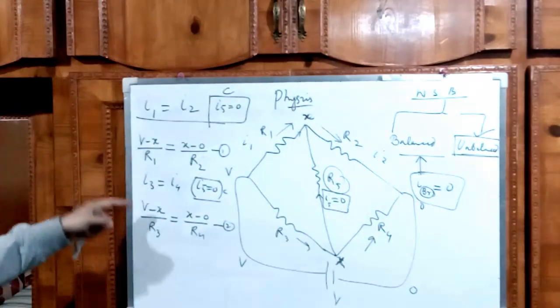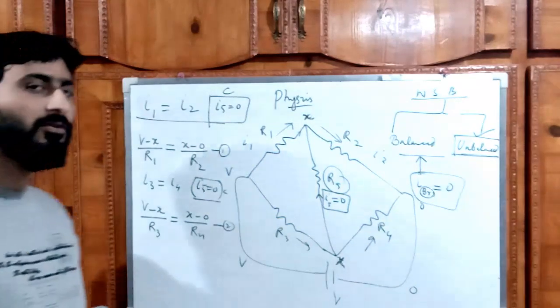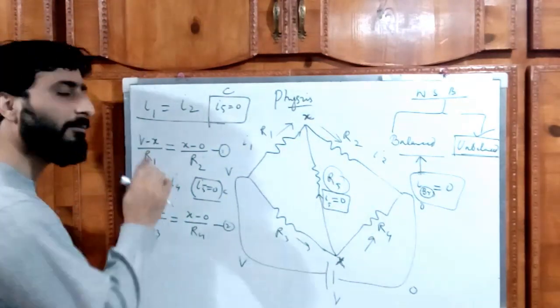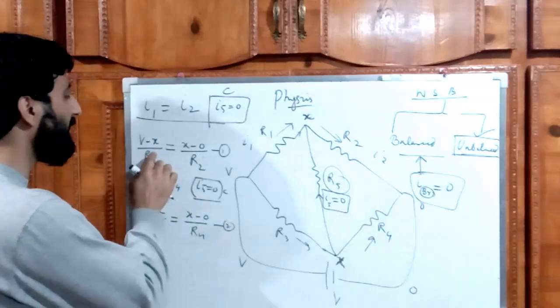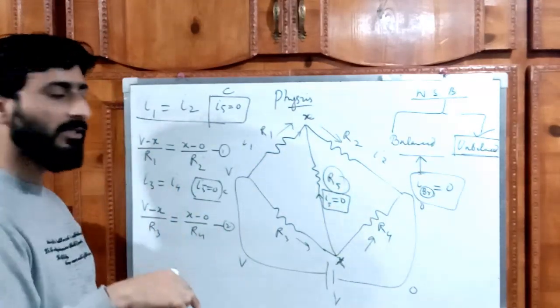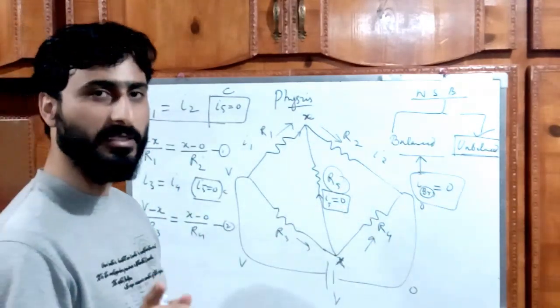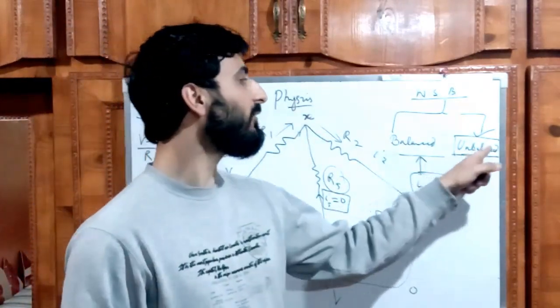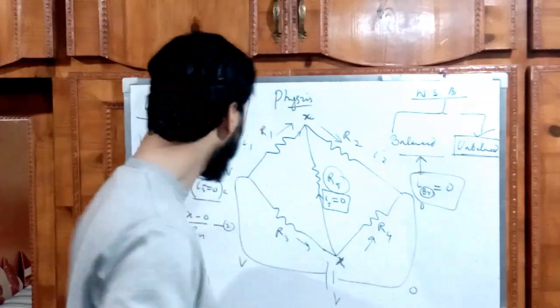Now we got these two equations, but they are actually conditional equations. What I mean by conditional equations is that these equations are true only when the current through R5 is 0. What if the current through R5 is not 0? That we will take up in the unbalanced part.